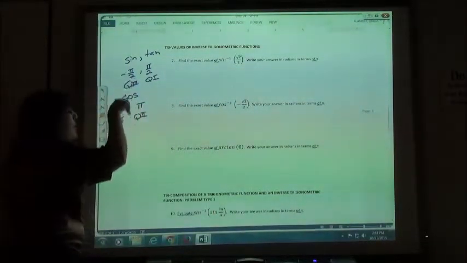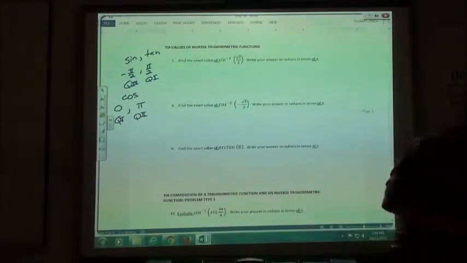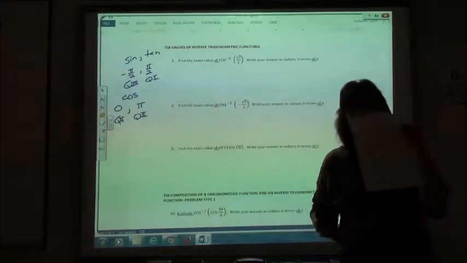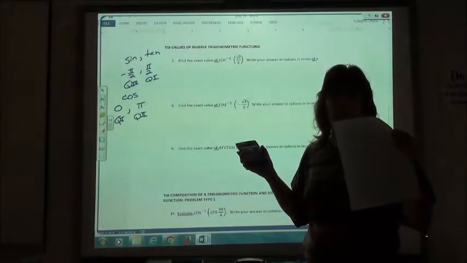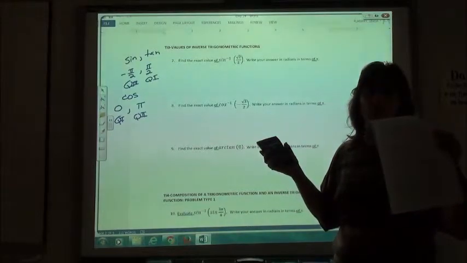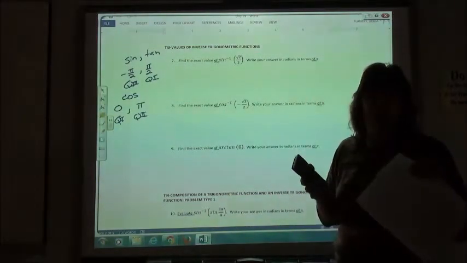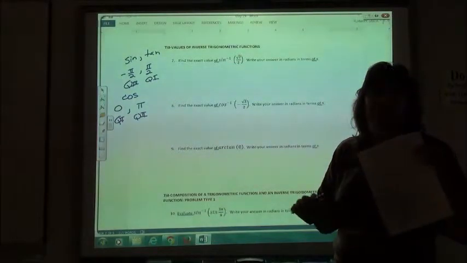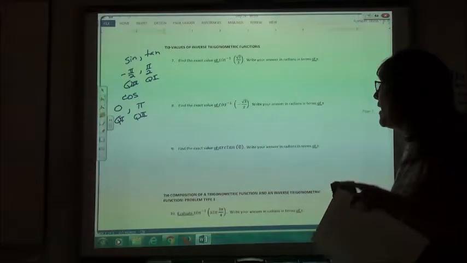Now your calculator knows this, but if you're using the table, you got to make sure you're looking at the right spot, because sine is positive in two different quadrants. We're going to use the one from quadrant 1. Tangent is negative in two different quadrants. We're going to use the answer from quadrant 4 and then make sure we use the negative reference angle.